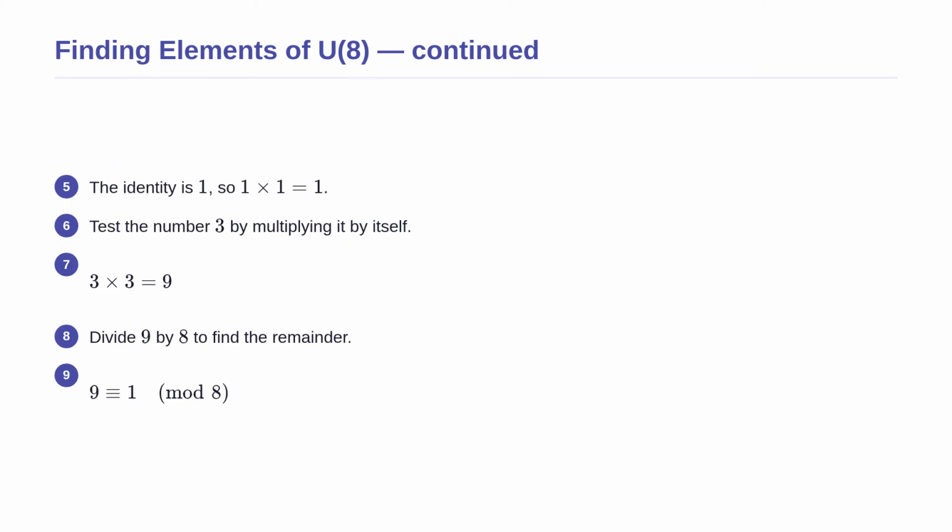The normal multiplication of 3 and 3 gives us 9. However, we are operating modulo 8, which means we must divide this result by 8 and keep only the remainder. The number 8 goes into 9 exactly one time, leaving a remainder of 1. Because the remainder is 1, we have found our inverse. The number 3 is its own inverse in this group.